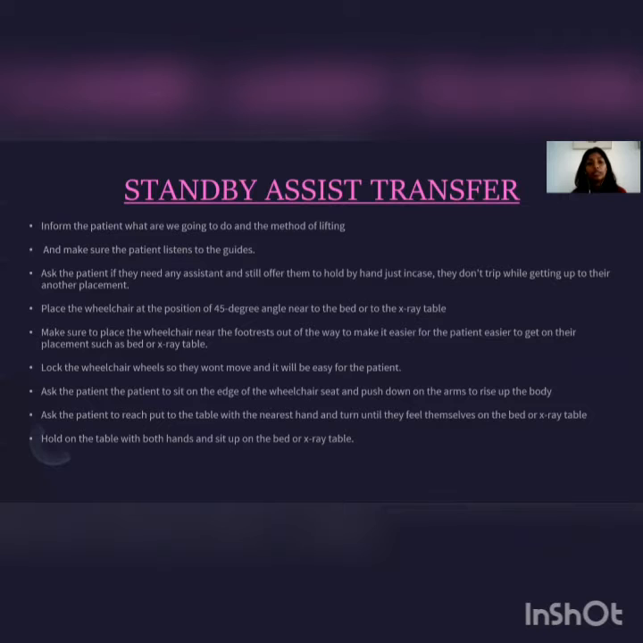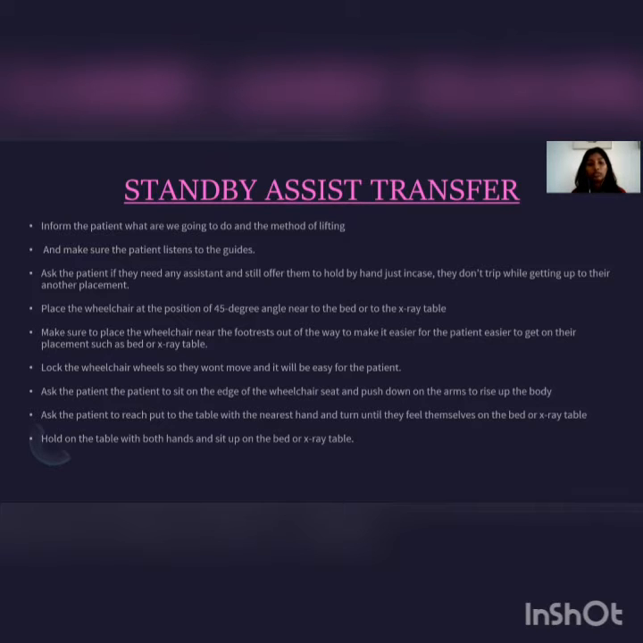The guidelines for this method of standby assist transfer: inform the patient what you are going to do and the method of treatment. Make sure the patient listens to the guidance, ask if the patient needs any assistance, and still offer them a hand to hold just in case while heading to the next placement. Place the wheelchair at a 45 degree angle near to the bed or X-ray table or any other placement. Make sure to place the footrest out of the way to make it easier for the patient to get onto their placement such as the bed or X-ray table.